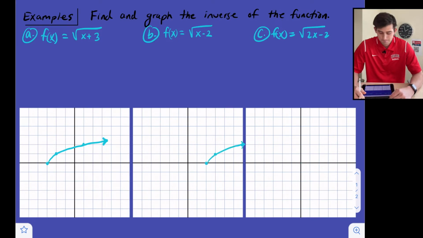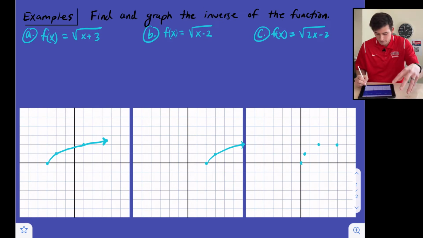All right, and for the last one, the square root of 2x minus 2. Now here we need to be a little bit careful because this is a horizontal shrink by a factor of 1/2. If we plot our original parent function and apply this horizontal shrink by a factor of 1/2, each of these points is going to move halfway back toward the y-axis. So instead of (1, 1), we have (0.5, 1), and instead of (4, 2), we have (2, 2).